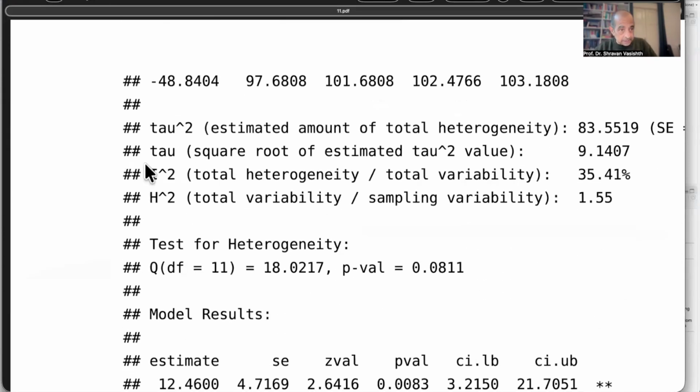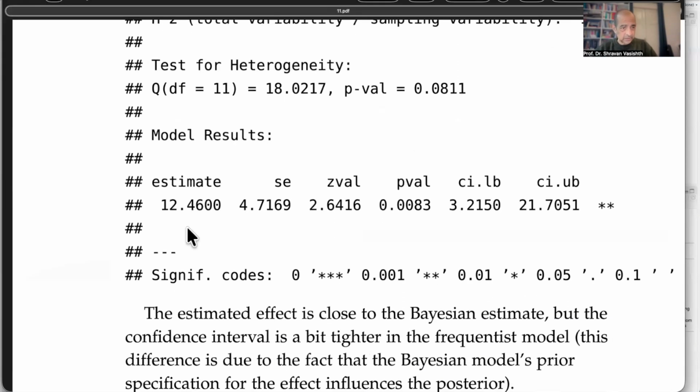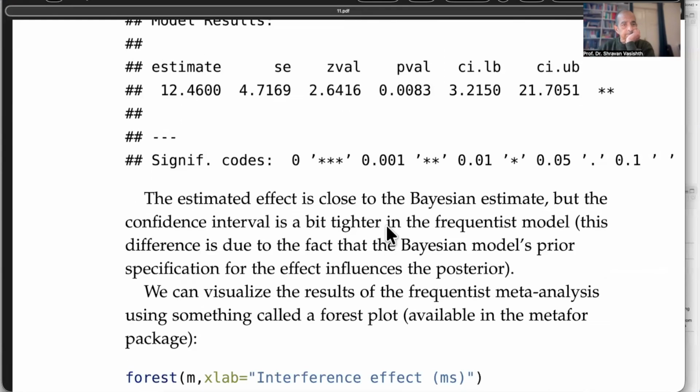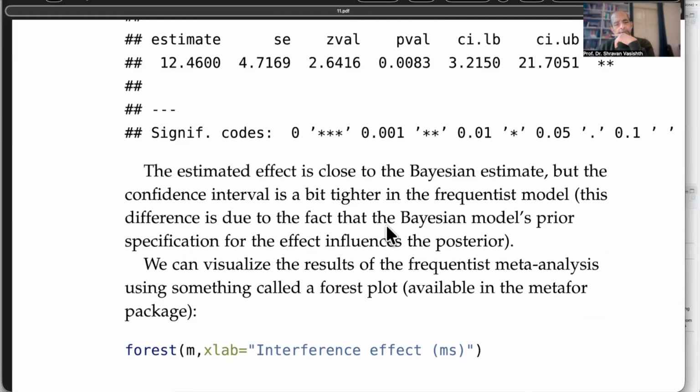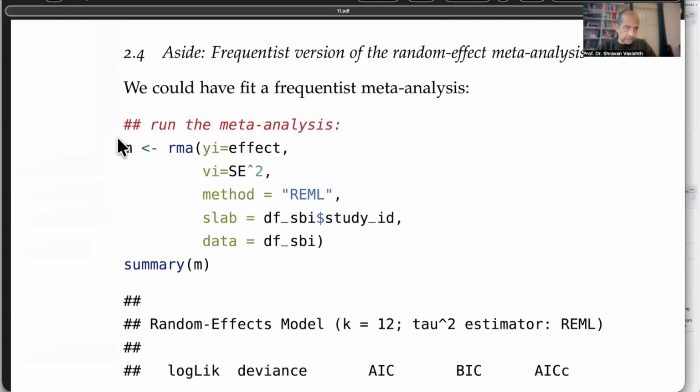You see the tau estimate is 9.1, and you see some measures of heterogeneity. They do that in the frequentist paradigm. I ignore all this. I don't think about this much, because then they want to do significance tests, etc. I don't want to do any of that. And then we have the effect estimate, which is 12 milliseconds, and we have a p-value for the estimate. So that effect is statistically significant.